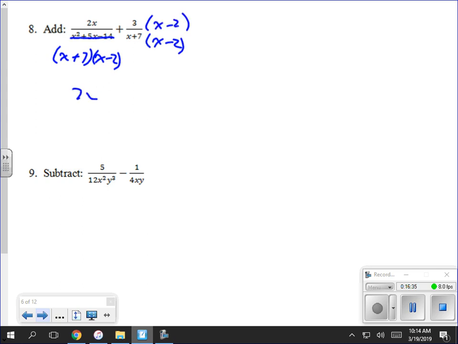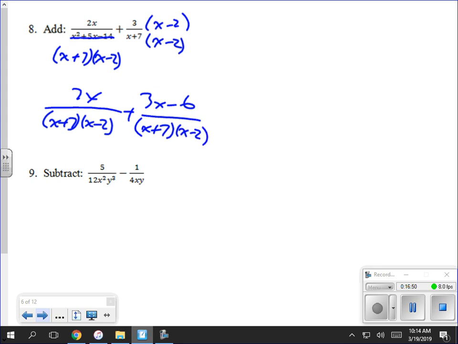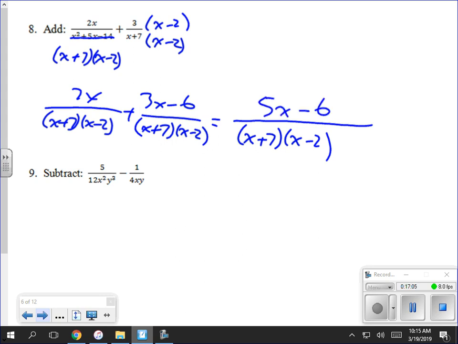So I have 2x over x plus 7, x minus 2 plus, and then you do have to multiply out the numerator, 3x minus 6 over x plus 7, x minus 2 equals, my denominator is still the same, x plus 7, x minus 2, and then I combine like terms, 2x plus 3x gives me 5x, and then I have a minus 6. I cannot factor 5x minus 6, so I can't reduce. I'm done.